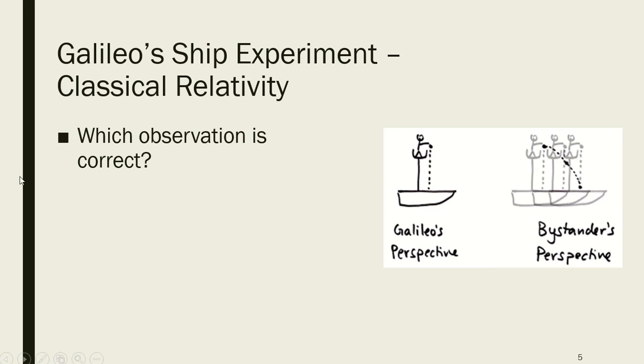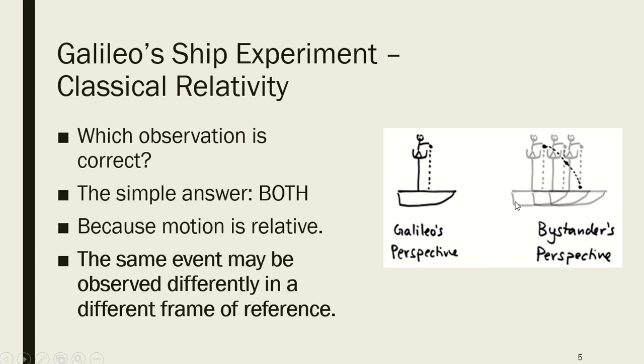Which observation is correct? The straight down one, or the curved path that the person on shore that is stationary is observing? Just have a think to yourself, which one's correct? They're both completely correct because motion is relative, okay? You can observe the same event in completely different ways based on your frame of reference.